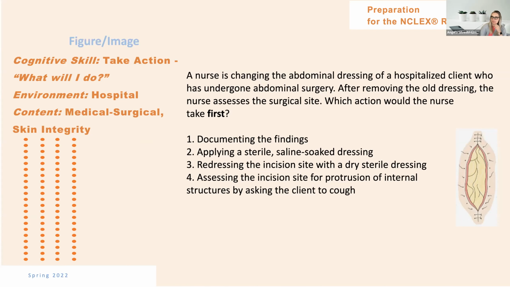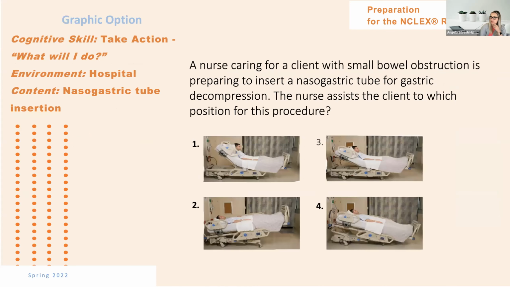All right, let's see. I believe this is our last question of the day. Nurse is caring for a client with small bowel obstruction and is preparing to insert a nasogastric tube for gastric decompression. The nurse assists the client to which position for the procedure? Option 1, 2, 3, or 4.